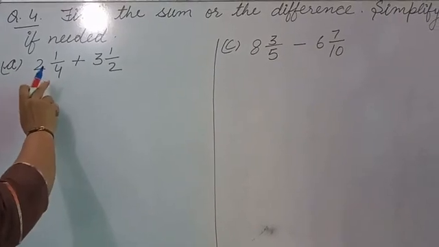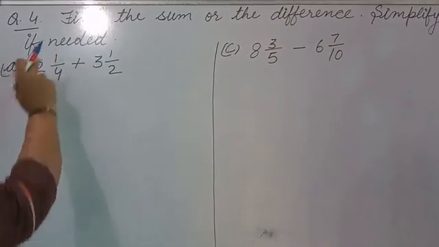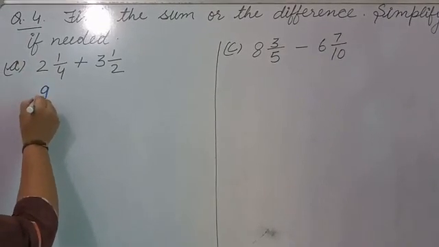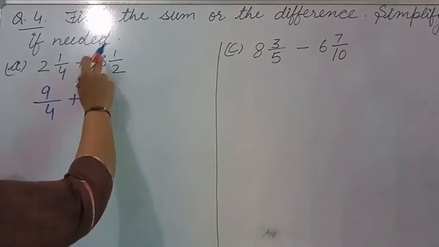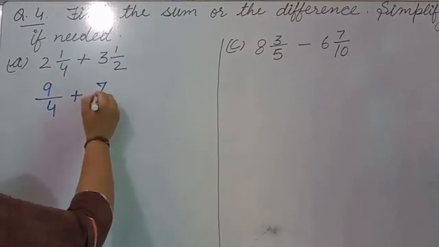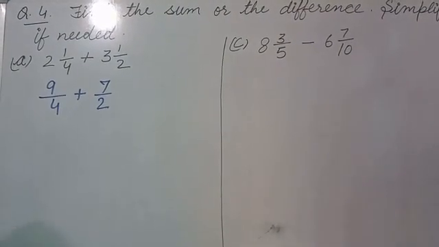So firstly we change it into improper fraction. So 4 twos are 8, 8 plus 1, 9 upon 4. Plus 2 3s are 6, 6 plus 1, 7 upon 2. Okay. So first of all you change like this.